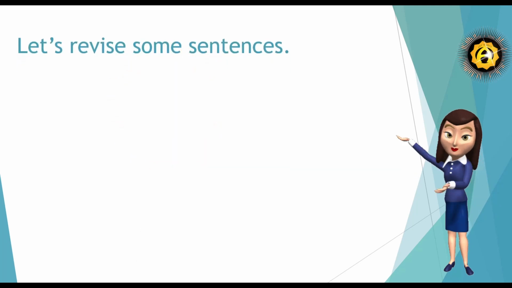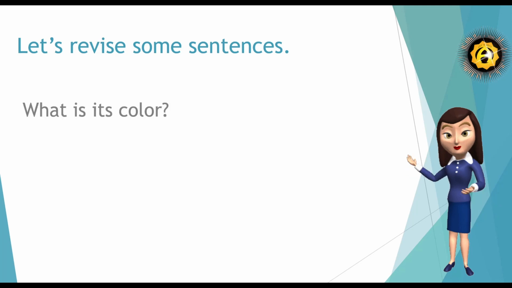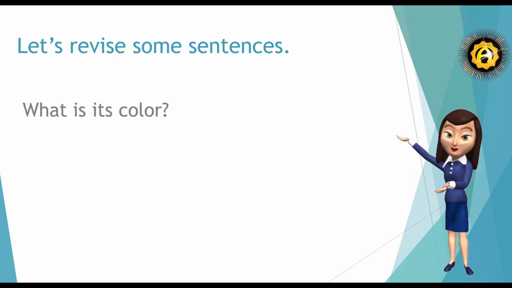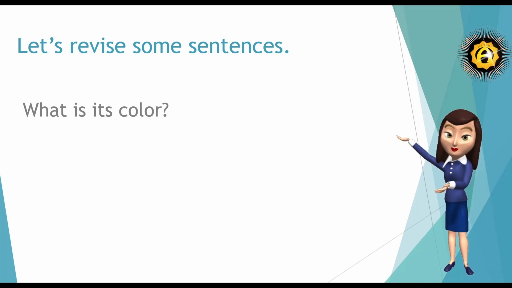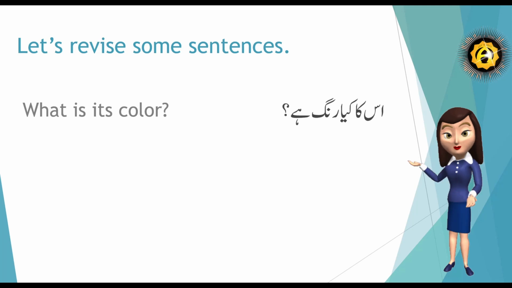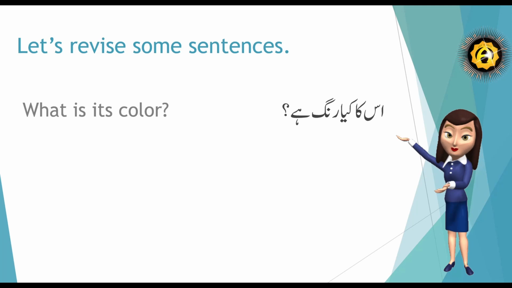Okay, now let's revise some sentences that we have already learned. Now let's practice them, okay? So in English we say, what is its color? When you are asking about the color of something, in Urdu it is, iska kya rang hai? Iska kya rang hai?